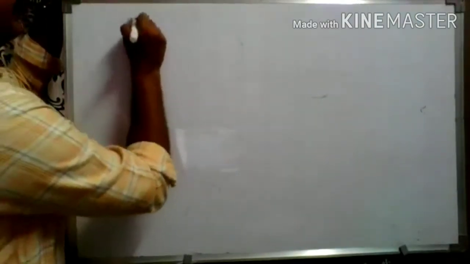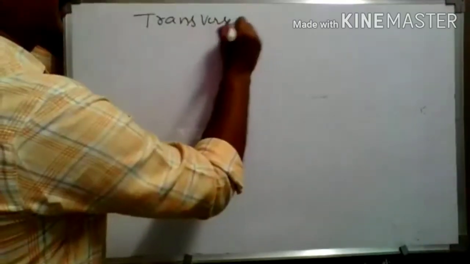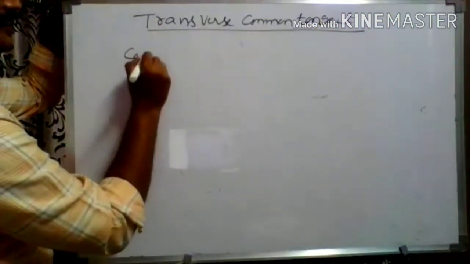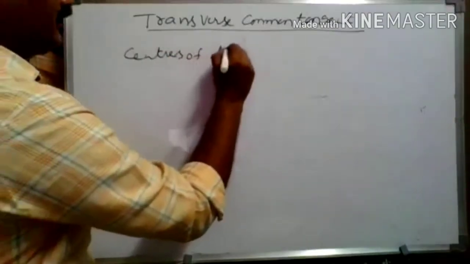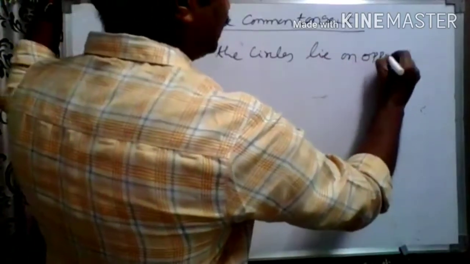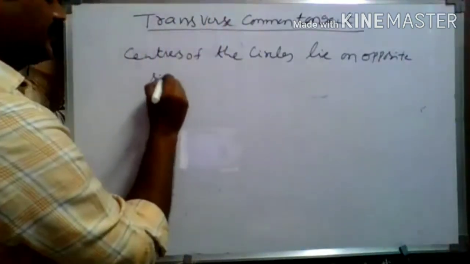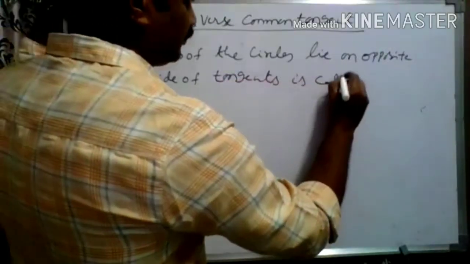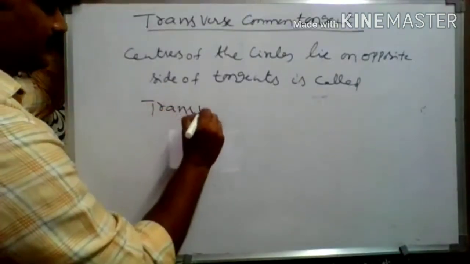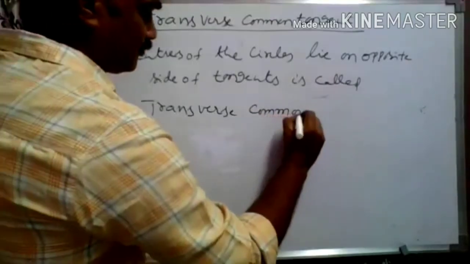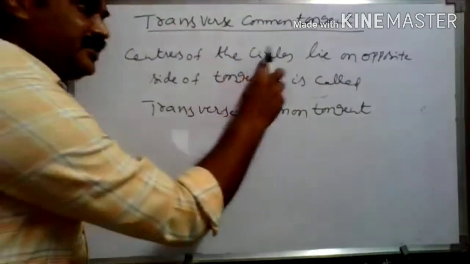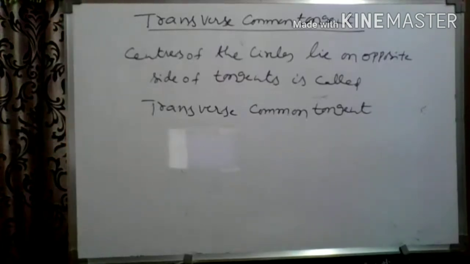Transverse common tangent. Friends, if the centers of the circles lie on opposite sides of the tangent, it is called a transverse common tangent.